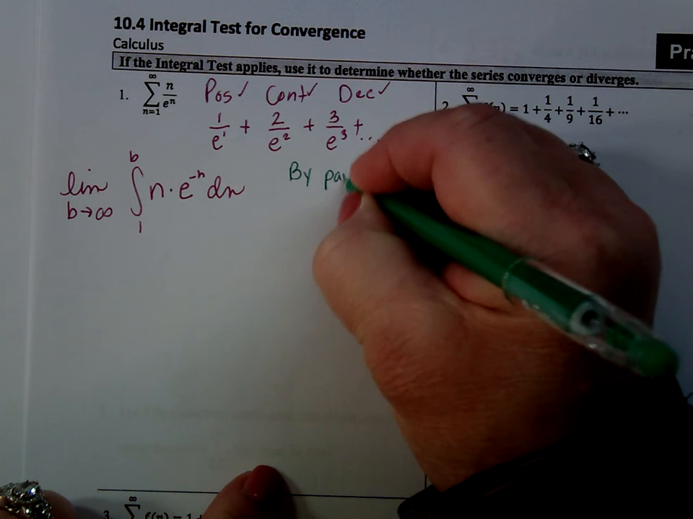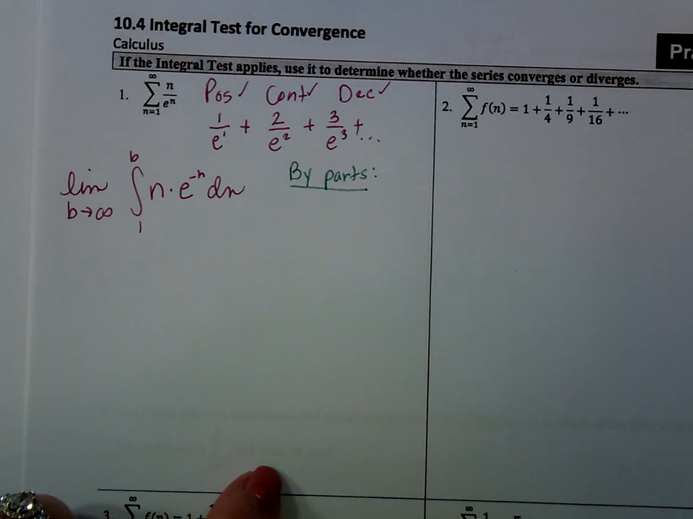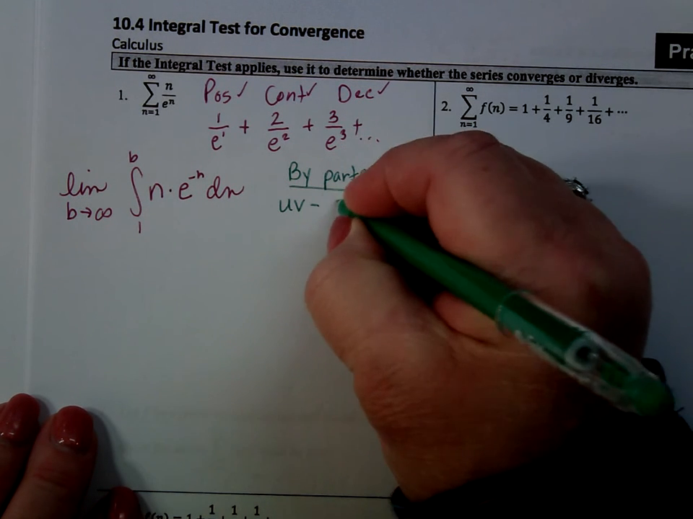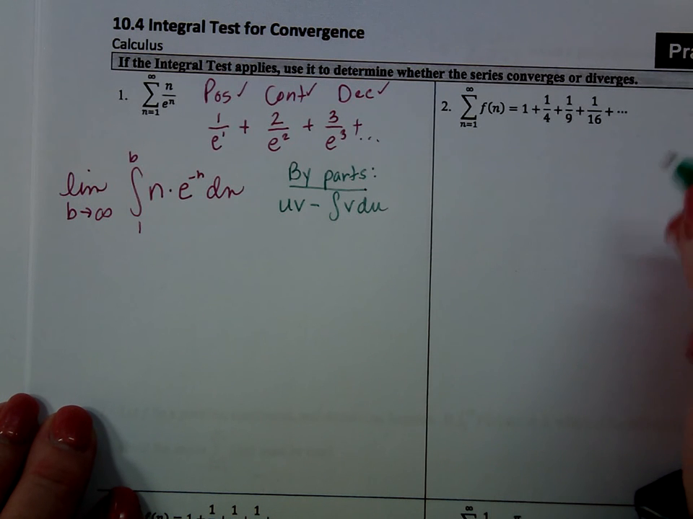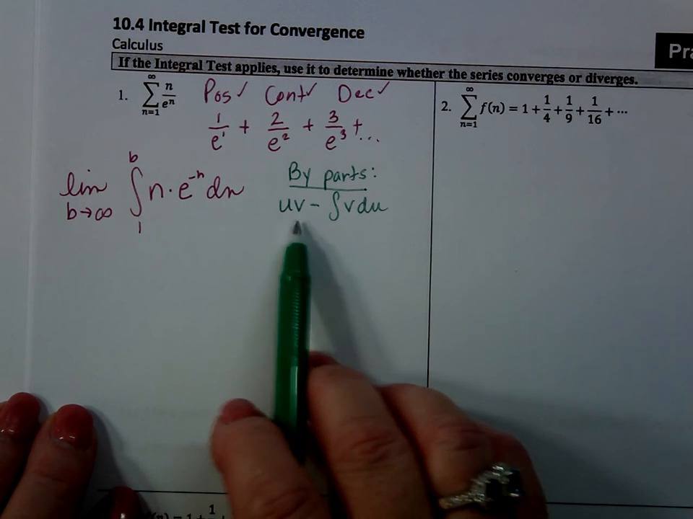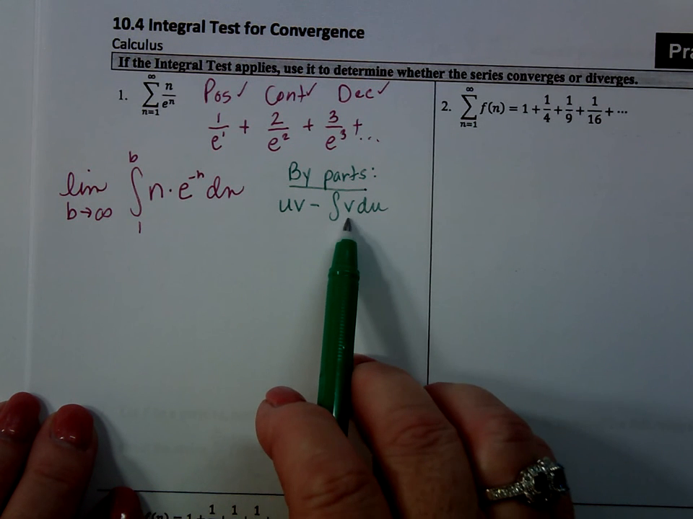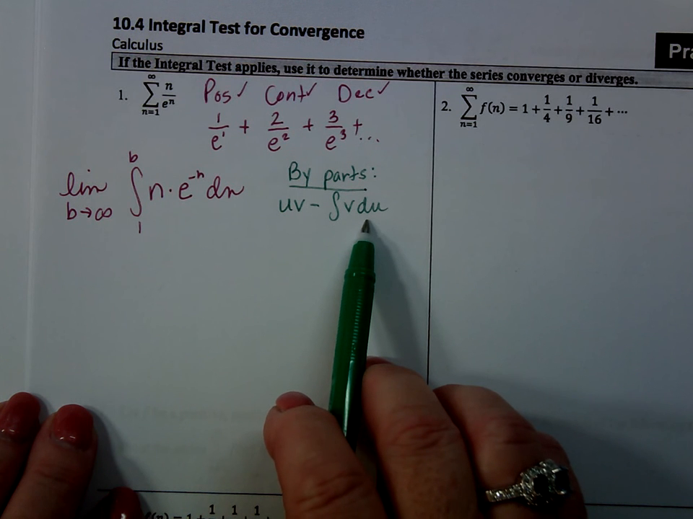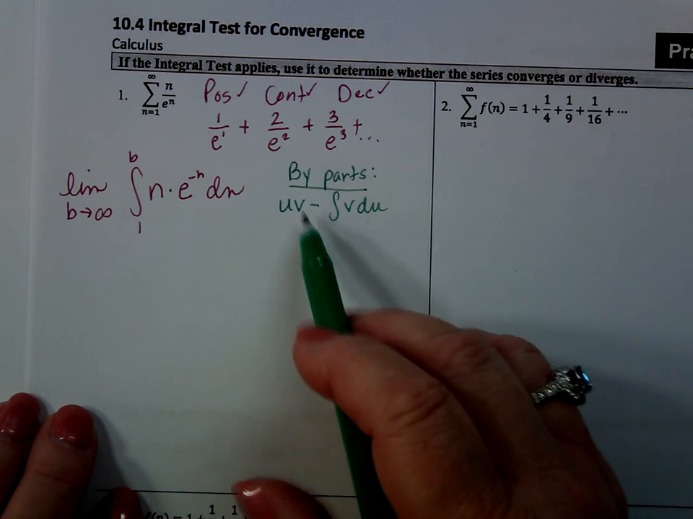Holy moly, we haven't seen that for a while. But here's what by parts says. You take u times v minus the integral of v du. I believe we might have used f of x times g of x minus the integral of g of x and f prime of x, something like that, but this is the standard one from back in the day: u times v minus the integral of v du.